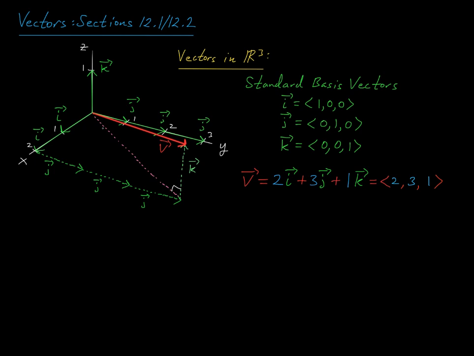Okay, so this dashed line you see in the figure, that's just the shadow of the vector v onto the xy plane. All right, now let's compute the magnitude of the vector v.